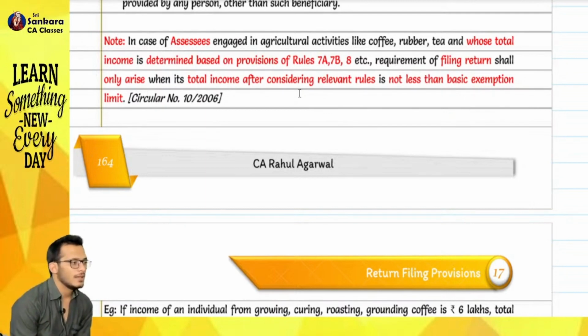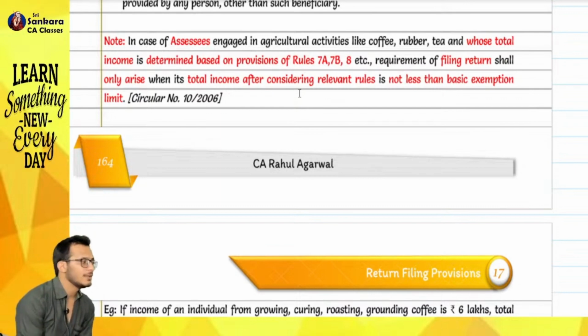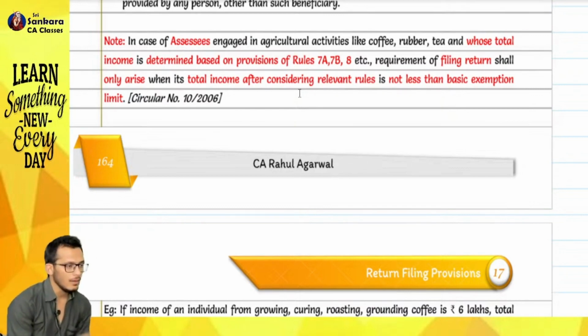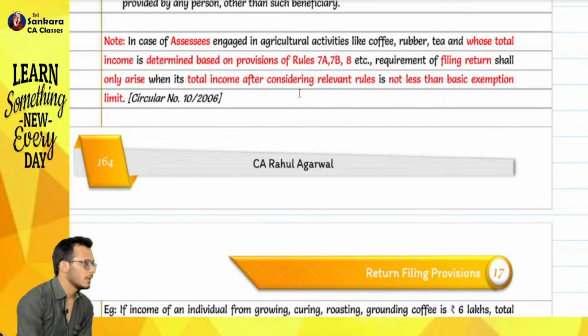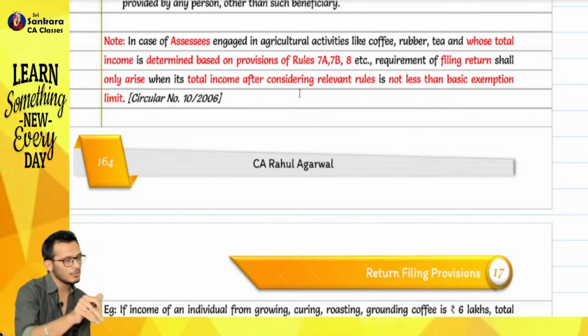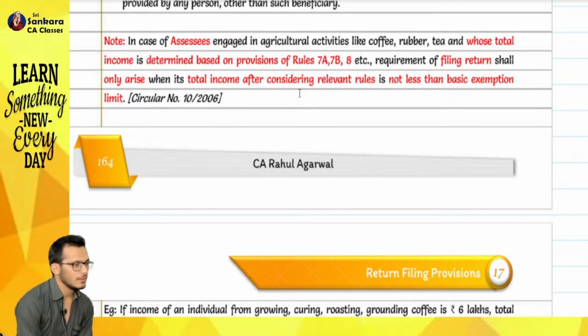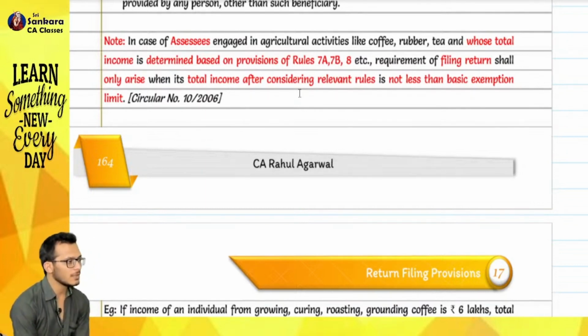Clear? Now that we have understood who should file a return, we should ask, when should you file your return? If you are liable for audit, file a return on 31st October. Rahul, not liable for audit, file it on 31st July. My firm is liable for audit, so the partner will also go to 31st October. If I am a company, the due date is 31st October, because companies mandatorily have audit.